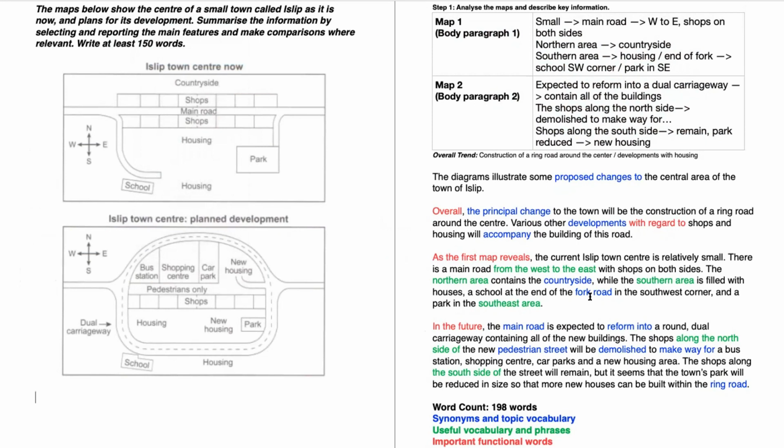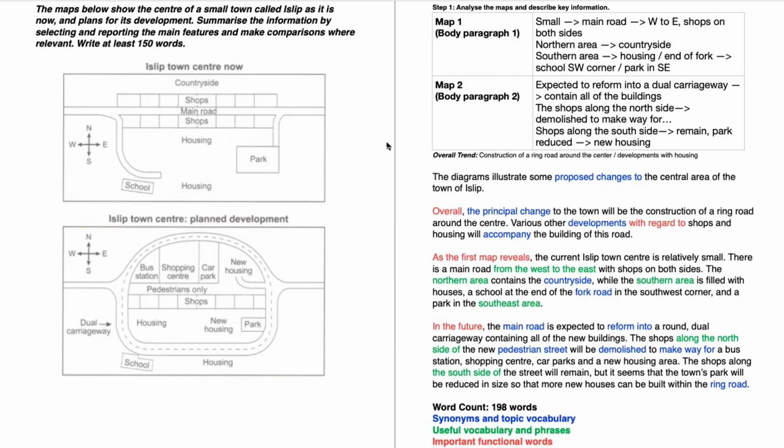All right, and here we are with our finished essay. Again, I've got the color coding for us. We have 198 words, which is great. We've definitely fulfilled that minimum and we haven't added too much. So let's read this together and then I will stop and go over the synonyms and the vocabulary and the functional words. It says, the diagrams illustrate some proposed changes to the central area of the town of Islip.